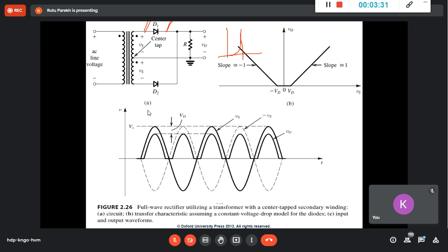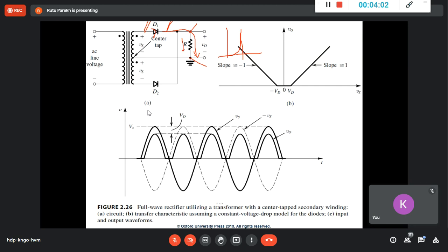So these are high voltages. When it is conducting, this arrow is the direction of the current. The current will flow this way and pass through this R, and the output is across these two terminals. Voltage will only be developed when the current is flowing through R, and the current will only flow through R for the positive half cycle when D1 is conducting.